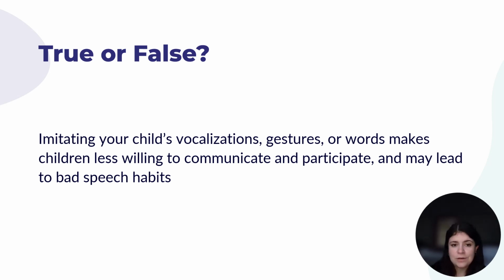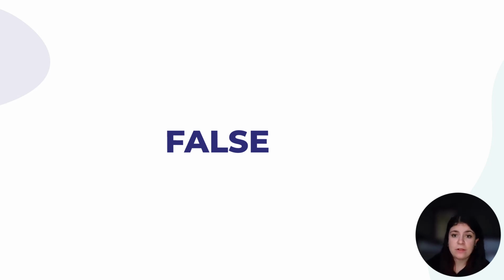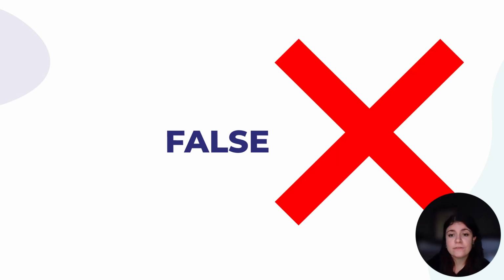Our second question, true or false? Imitating your child's vocalizations, gestures, or words makes children less willing to communicate and participate and may lead to bad speech habits. This myth is also false. Research shows that by imitating what your child vocalizes or says, we increase the likelihood that the child will attempt to imitate the imitation. So playing copycat with your child is a beneficial tool for fostering language growth and participation from your child.